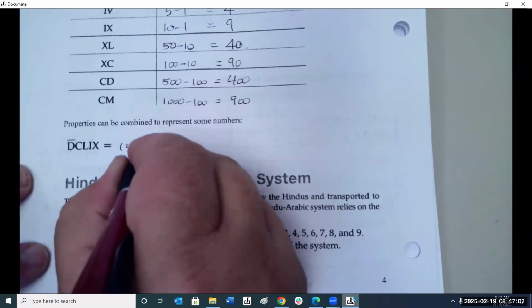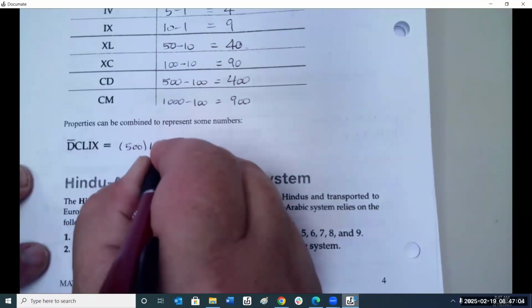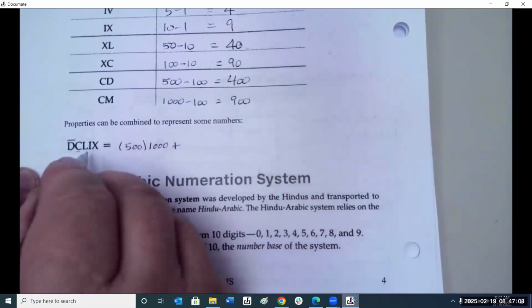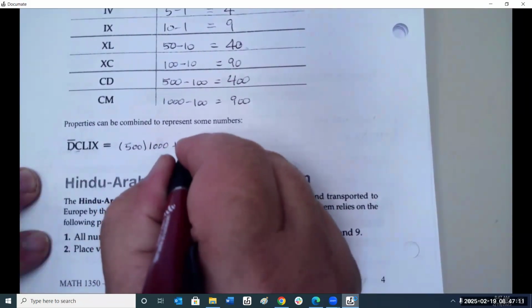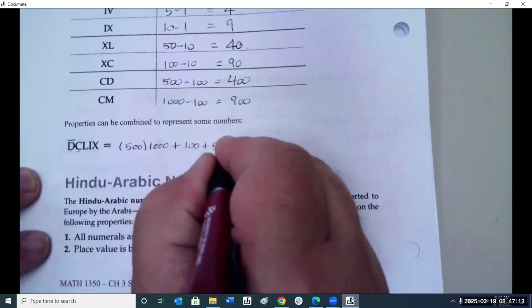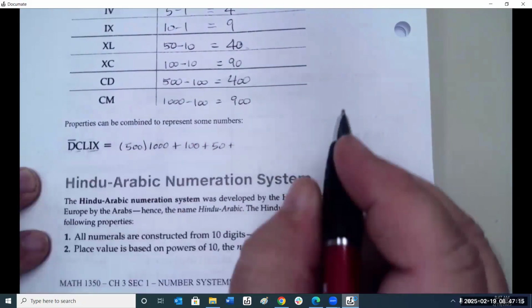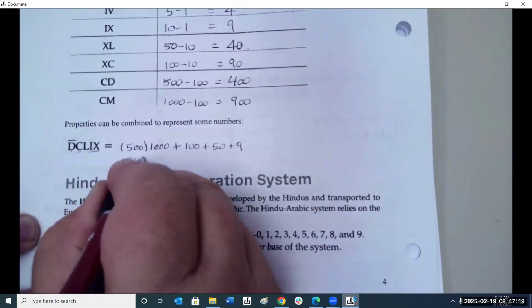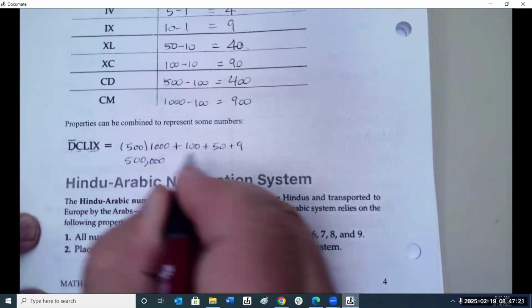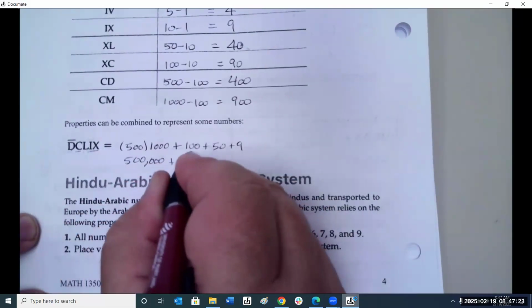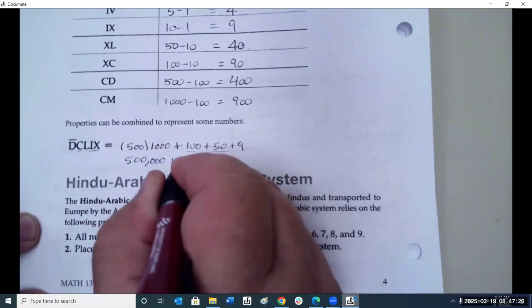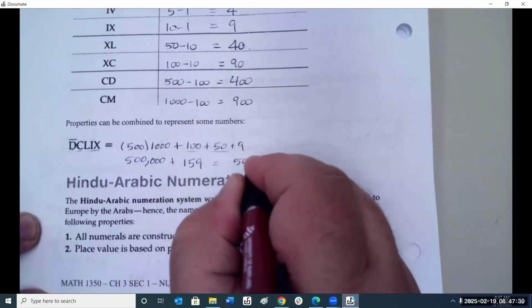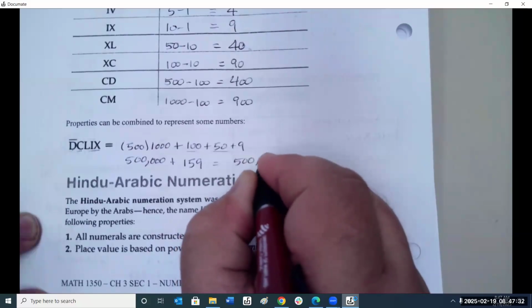It has a bar over it, so it's times 1,000. L is 50. Then IX. So we have 500,000. These three will become 159. So it's 500,159.